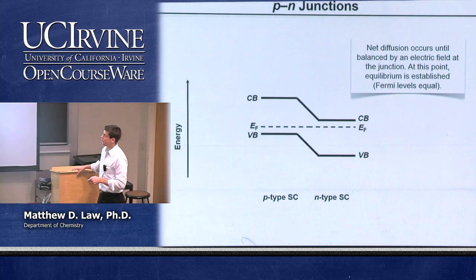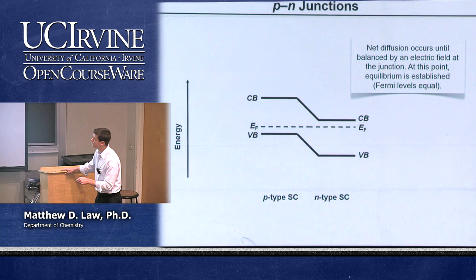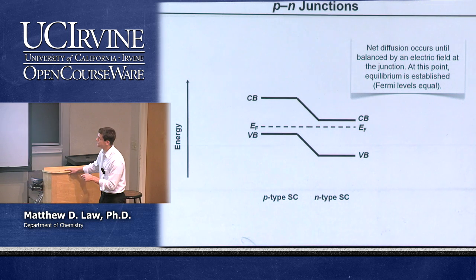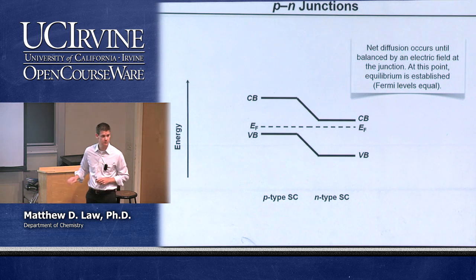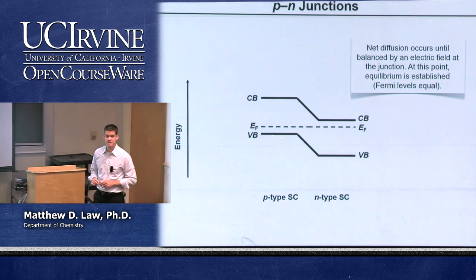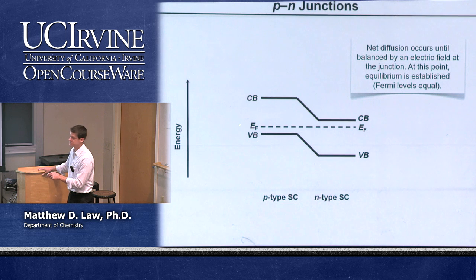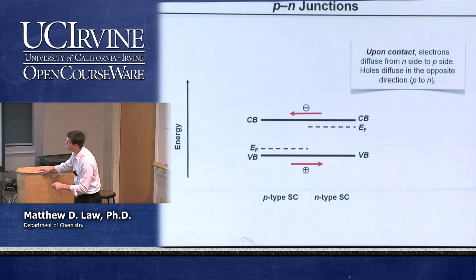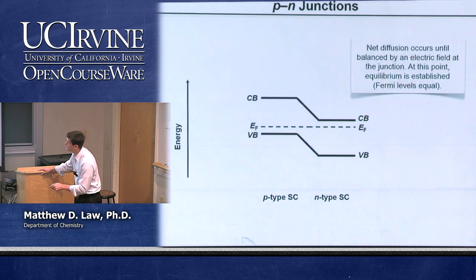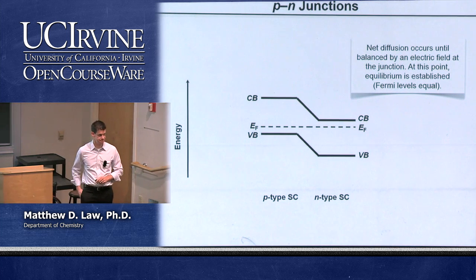That balance can otherwise be described as when the chemical potentials on both sides of the junction, on the p-type side and the n-type side, are the same. The chemical potentials are the same when the Fermi level is the same throughout the entire device. So we go from the initial position where the Fermi level is below the Fermi level on this side, and at equilibrium, we have the Fermi levels aligning like this.